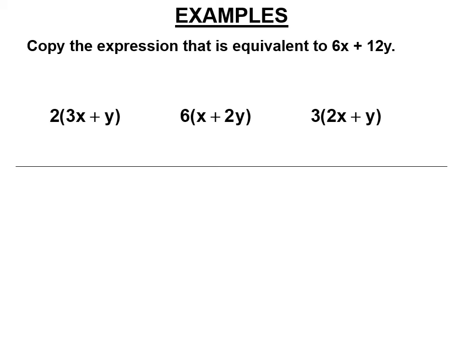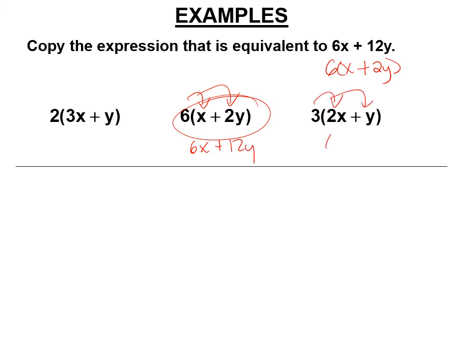All right, so which expressions are equivalent? Now, the truth is, you could just do distributive property on every single one of these, but the idea here is to figure out, oh, 6 and 12 both have 6, so this is 6 times x plus 2y. So it's clearly the same as 6 times x plus 2y. But you could do the easier way, or although more time-consuming. That's 6x plus 12y. This is 6x plus 3y, so that's no good. And this is 6x plus 2y, and also not 12y.